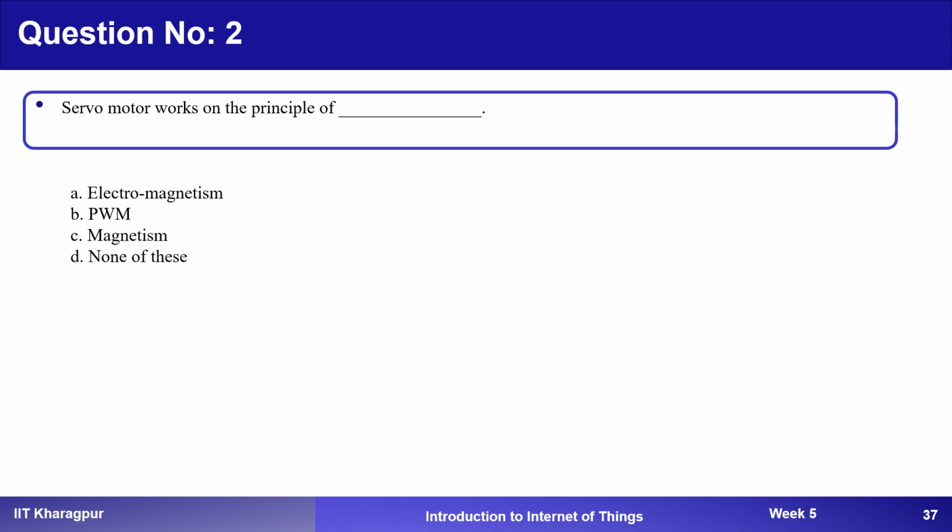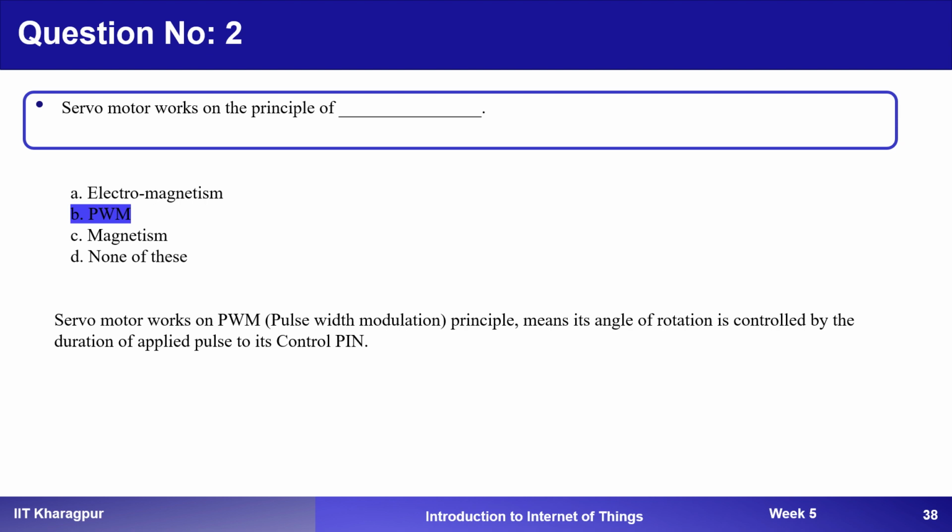I'm repeating the question. The question is: servo motor works on the principle of electromagnetism, pulse width modulation, sorry, next one is magnetism, then none of these. So the correct option for this is PWM, that is your pulse width modulation. So servo motor works on the principle of pulse width modulation, means its angle of rotation is controlled by the duration of applied pulse to its control pin.